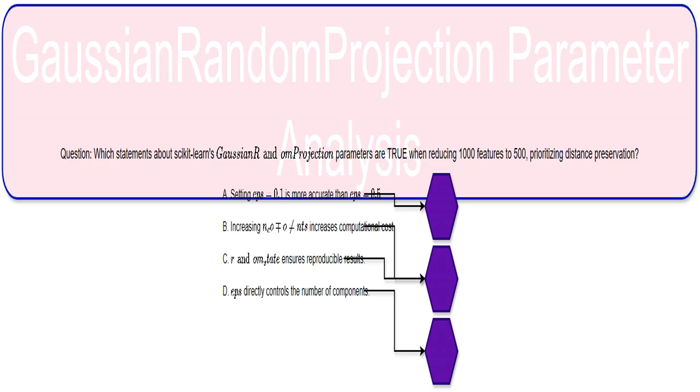I'm analyzing the parameters of scikit-learn's GaussianRandomProjection tool, which we use for shrinking the size of our data while trying to keep the important relationships between data points intact. We'll focus on how different settings affect the accuracy and speed of this process.